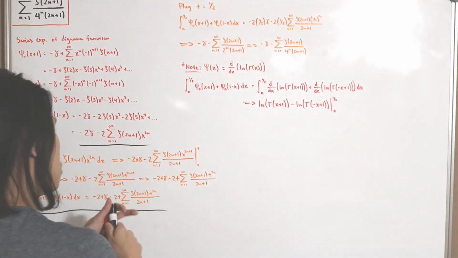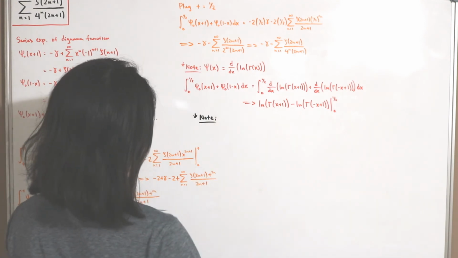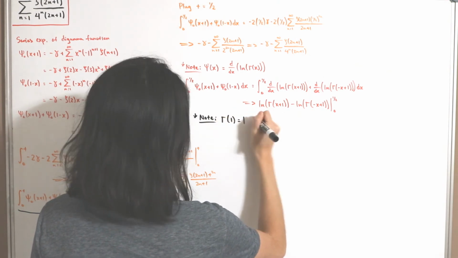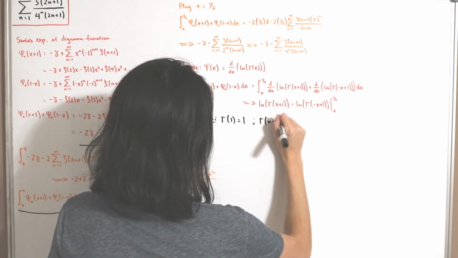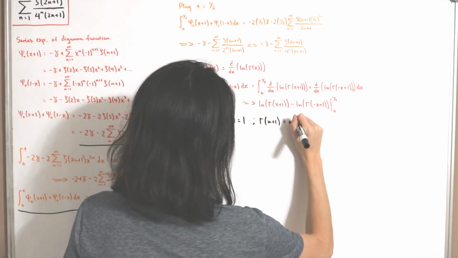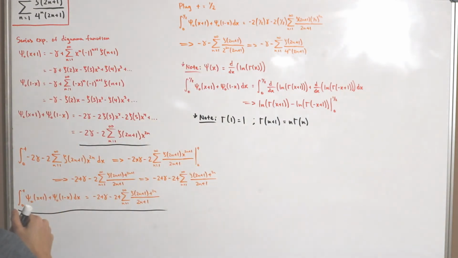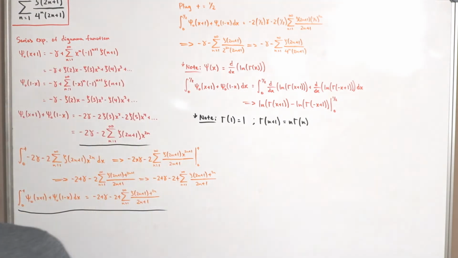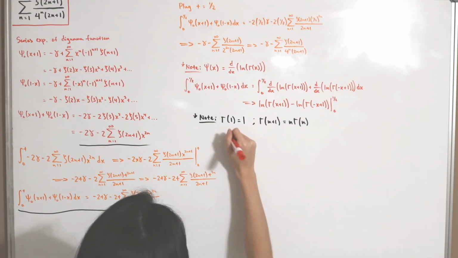So note that, and you can simply compute this yourself to verify it if you want to, gamma of 1 is just equal to 1, and gamma of n plus 1 is equal to n multiplied by gamma of n. So it's just those two facts of the gamma functions that we're going to be using to help evaluate our integral.